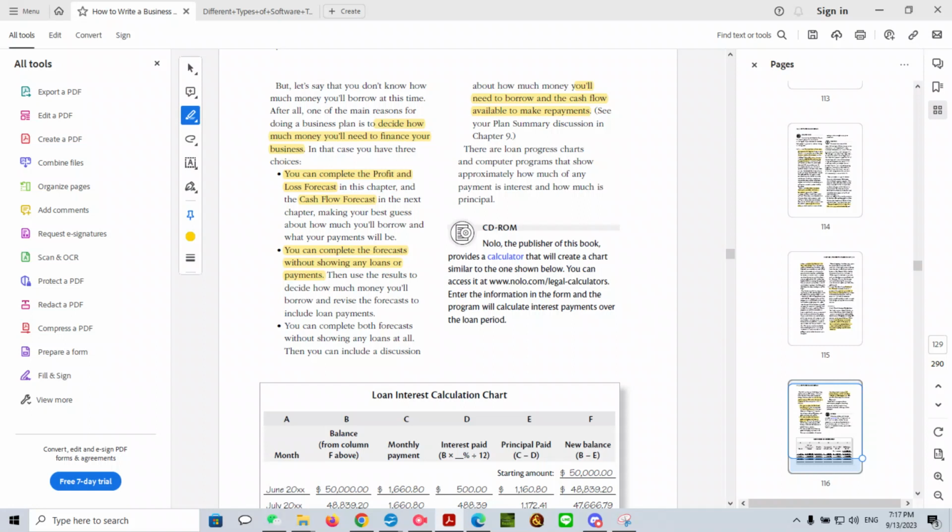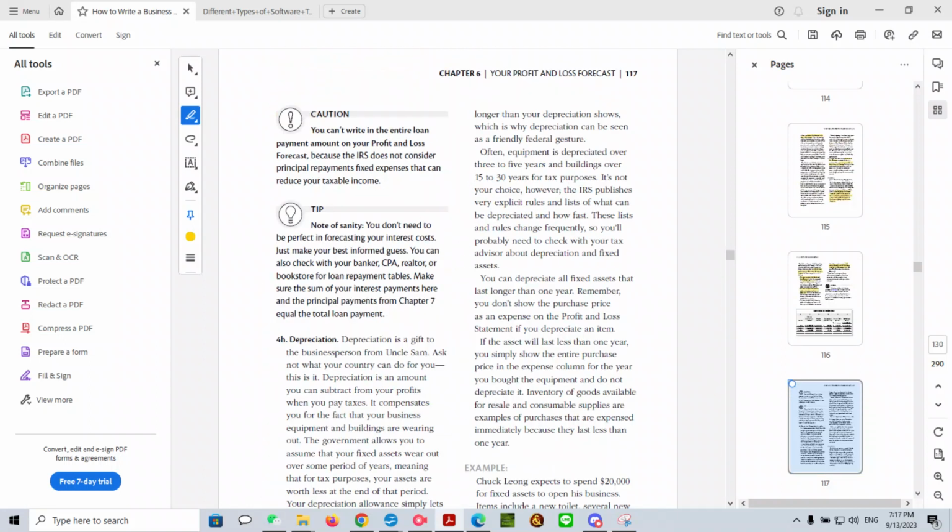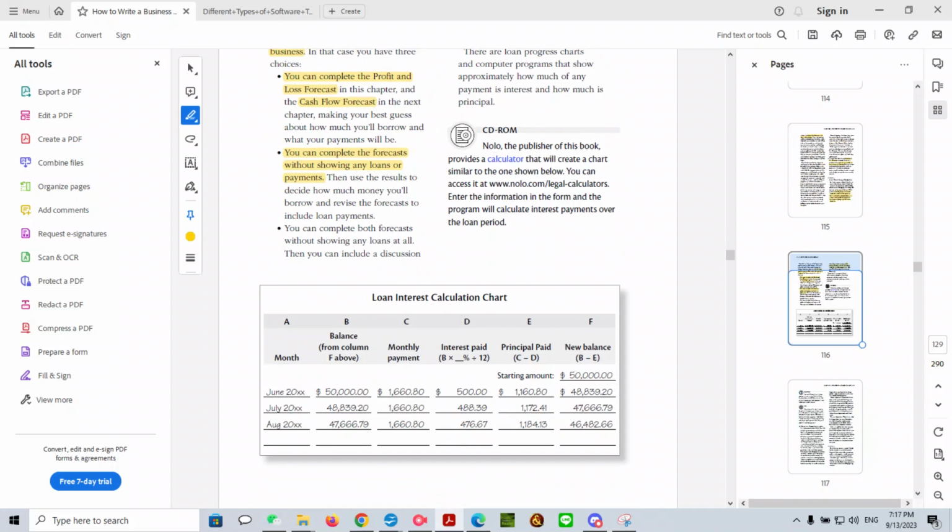There are loan progress charts and computer programs that show exactly how much of any payment is interest and how much is principal. What you need to find out is how it is calculated. That's the disclosure they have to give. Now, here's an example of a loan interest calculation chart. What you do is you look at all the months and all your categories. You put a letter to each category: A, B. Month, balance, monthly payment, interest paid, principal paid, and new balance. So, for example, you do it horizontally. All of June.